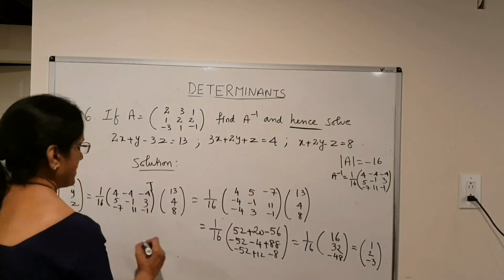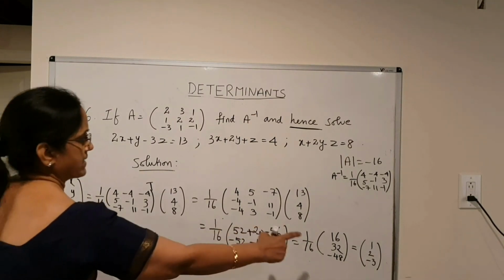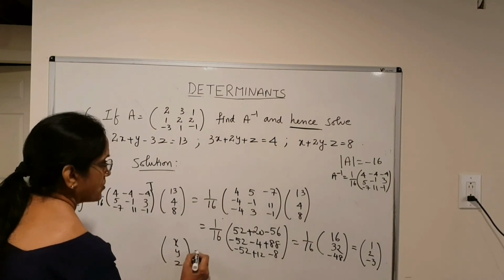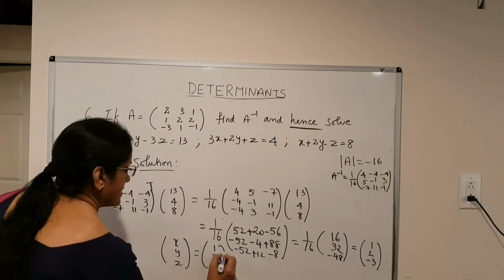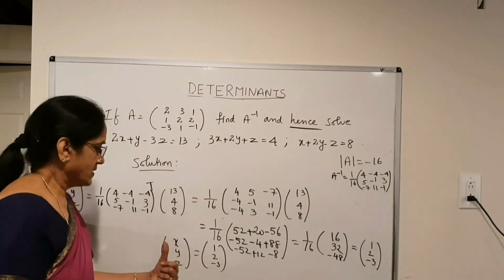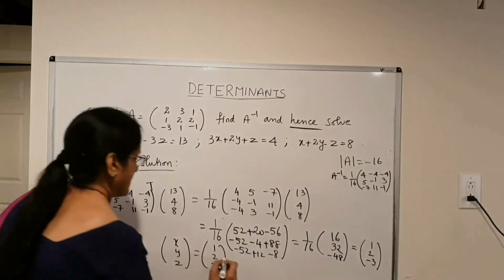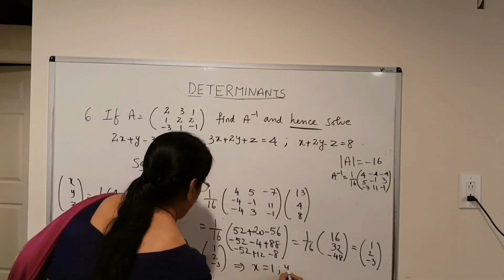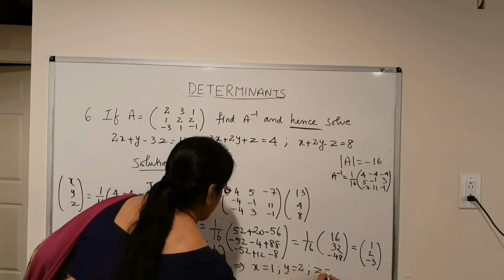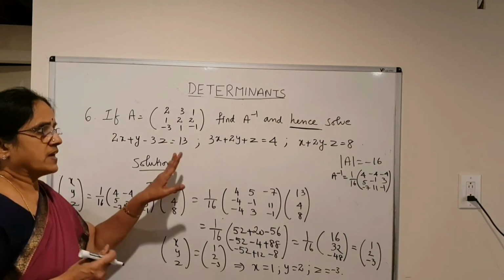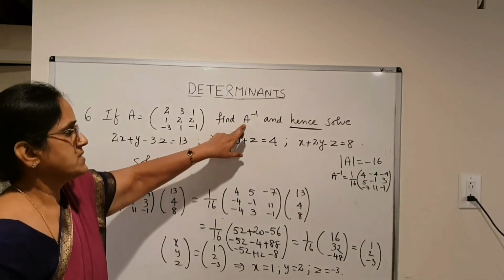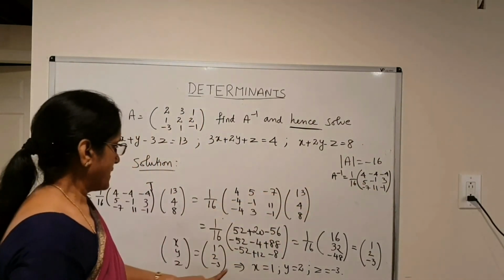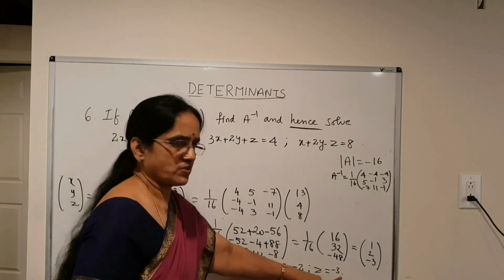Therefore, what is given here actually? X, Y, Z. That is what we are getting here as 1, 2, minus 3. That is, X, Y, Z equal to 1, 2, minus 3. Since these two matrices are equal, the corresponding elements are also equal. That implies, equating the corresponding elements, x is equal to 1, y is equal to 2 and z equal to minus 3. So you need to conclude your answer stating A inverse is equal to 1 by 16 of this matrix. Then x is equal to 1, y is equal to 2, z equal to minus 3.